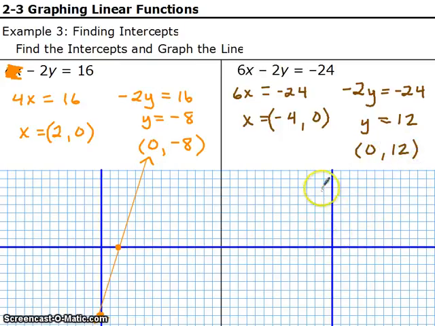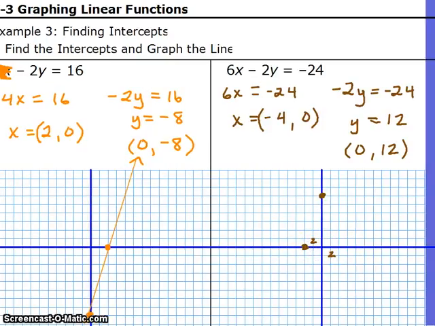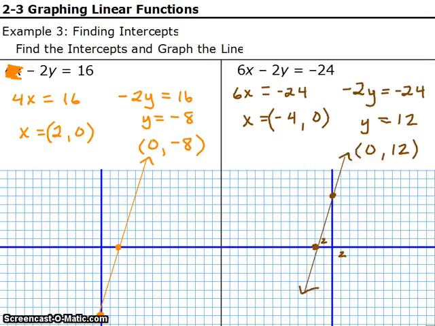You can always change the scale on your graph if that's going to fit your needs better. Like I don't have 12 to count up, so I'm going to go by 2's on this graph. And I'm going to do the same thing on the x-axis just so it stays proportional. So 2, 4, 6, 8, 10, 12. And then 2, 4, -4. Draw my line through there, put my arrows on, and there we go.